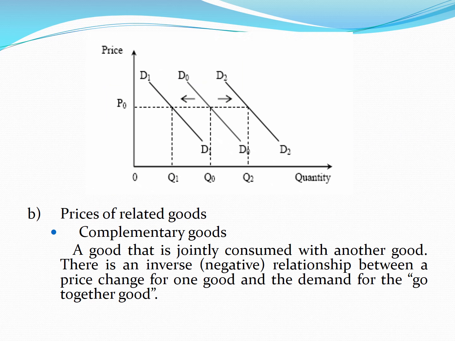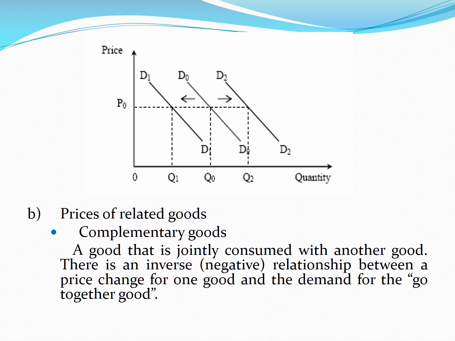And then price of related good. Prices of related goods can be complementary good or substitute good. Complementary goods are the goods that you use together. It is a go-together good or jointly consumed good. Our example in class is the printer and ink, if you still remember. So if you want to use the printer, you must use the ink so that the printer functions well. So it is a complementary good.